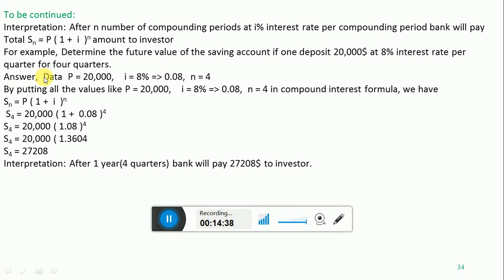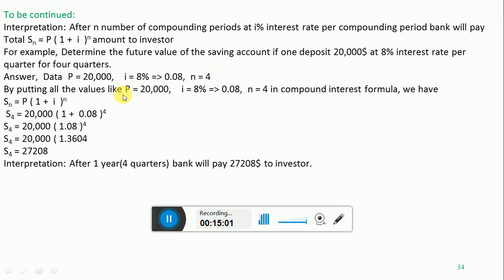Answer. First we have to collect the data: the initial investment P is $20,000, the interest rate per quarter is 8%, which implies 0.08, and the number of quarters n is equal to 4. The total number of quarters is 4, which is given, so the investment is for 4 quarters, meaning 1 year.